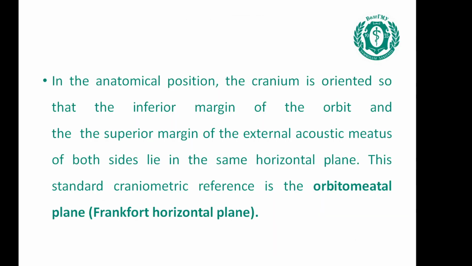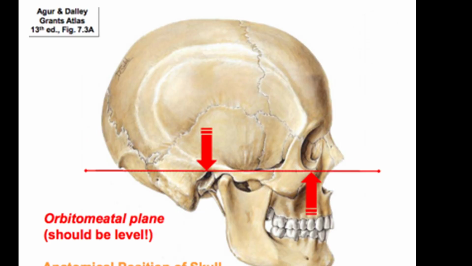In the anatomical position, the cranium is oriented so that the inferior margin of the orbit and the superior margin of the external acoustic meatus of both sides lie in the same horizontal plane. This standard craniometric reference is the orbitomeatal plane, or Frankfurt horizontal plane. Here you can see it.